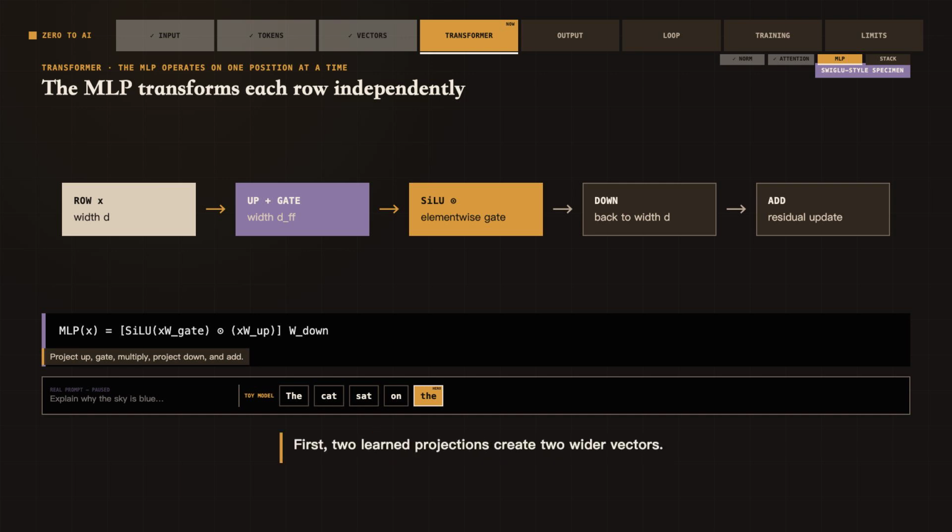First, two learned projections create two wider vectors. One passes through the SwiGLU activation and acts as a gate. The gate is multiplied element by element with the other projected vector. A final learned projection brings the result back down to width D. The wider intermediate space gives the model more capacity to transform features. The nonlinear gate makes the result more expressive than one matrix multiplication.